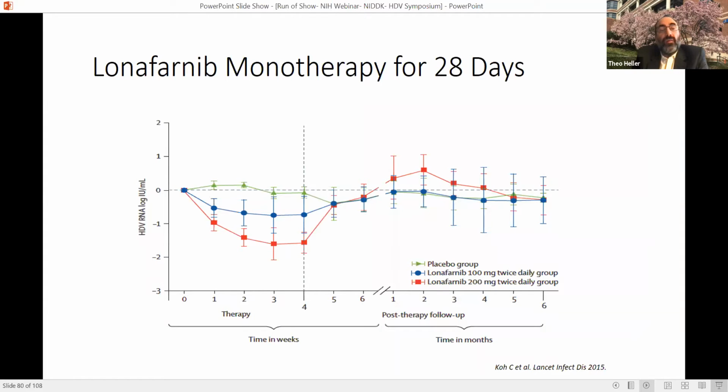The first study was done at NIDDK with Chris Koh as the first author. There was a placebo group compared to lonafarnib 100 milligrams twice daily and lonafarnib 200 milligrams twice daily. Patients were given this drug for 28 days and then followed. You can see that there's a dose response curve with reversion to pre-treatment levels after therapy was stopped. Next slide, please.